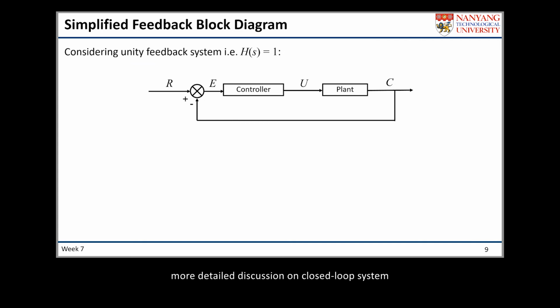Let's take a more detailed discussion on a closed loop system. But to make our analysis simpler here, let's consider a unity feedback system. You still remember what a unity feedback system is? Unity feedback is a system where the feedback part, the part where normally we place the sensor, has a unity transfer function.